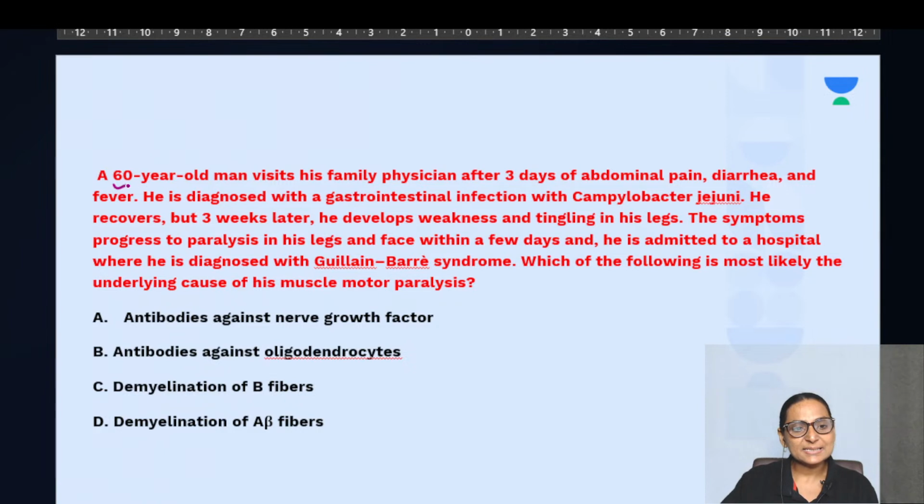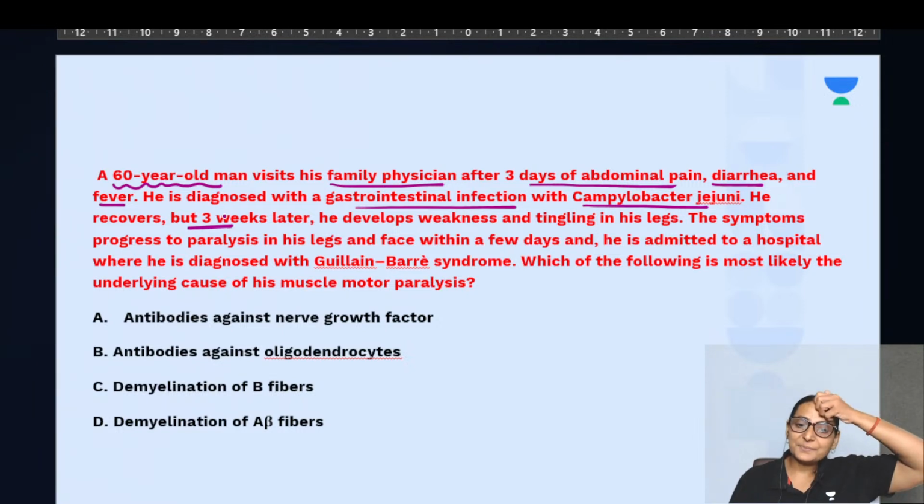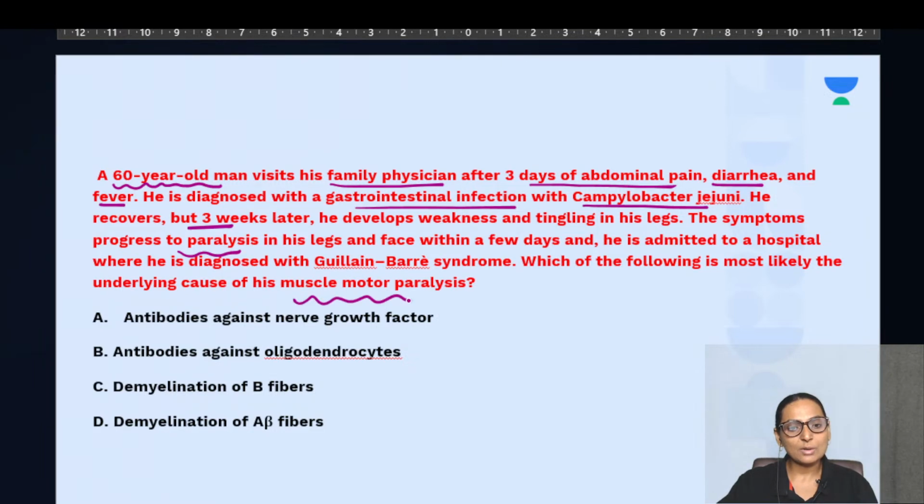Now, there is a 60-year-old man who visits a family physician with a history of 3 days of abdominal pain, diarrhea, fever. He is diagnosed with gastrointestinal infection with Campylobacter jejuni. He recovers. Okay, so he is totally recovered. That is a very important history. But 3 weeks later, he develops weakness and tingling in the legs. The symptoms progress to paralysis. So which of the following is the cause of this paralysis?